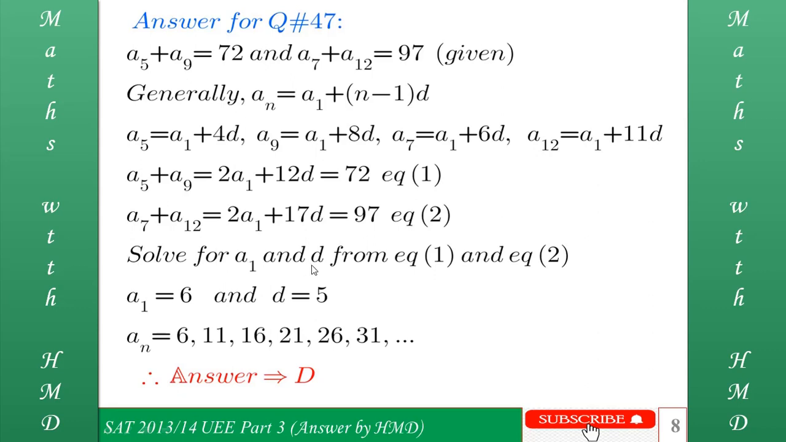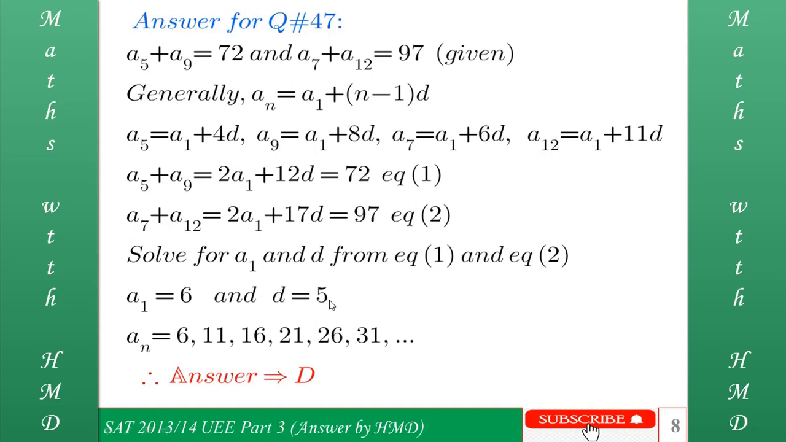So try to solve for A1 and D from equation 1 and equation 2. Here we do have two variables and two equations. You can solve it with different techniques. You can use the elimination method, the matrix method, the substitution method, or any better way. And from this you can get the value of A1 is going to be 6 and the value of D is going to be 5.